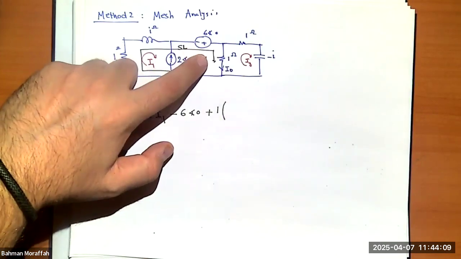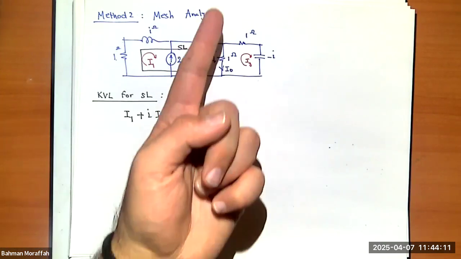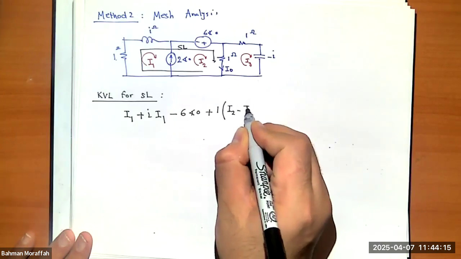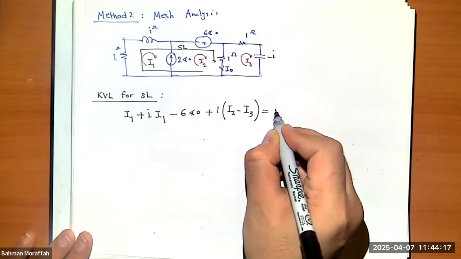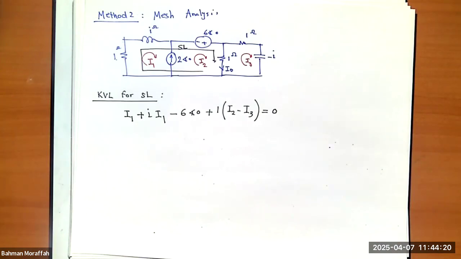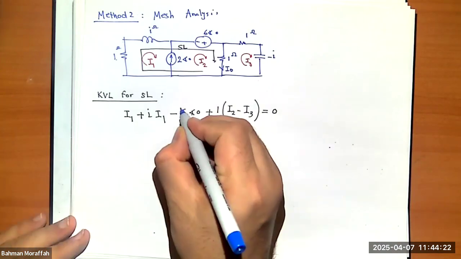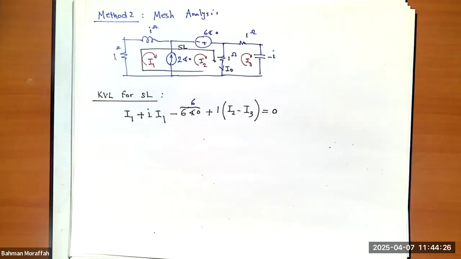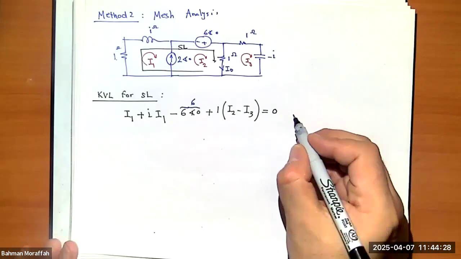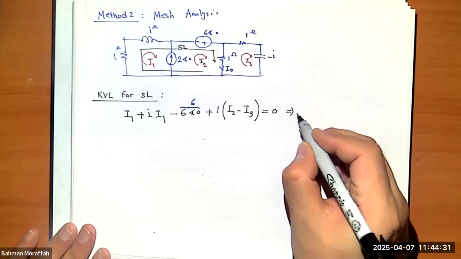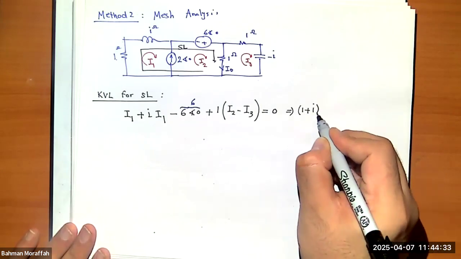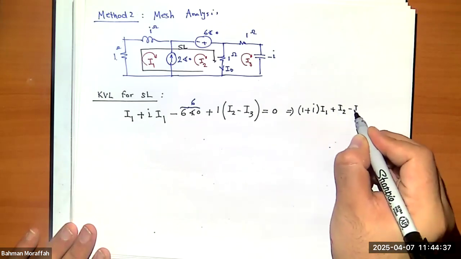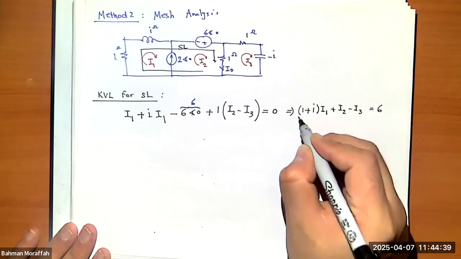Because I2 is the same direction as the loop, and I3 is the opposite direction, so I have to subtract them. So I have 1 times I2 minus I3, and that should be 0. Remember, the 6 with phase 0 is just 6, right? So I can take that to the other side and simplify it. I have (1 plus I) times I1 plus I2 minus I3. That is 6.